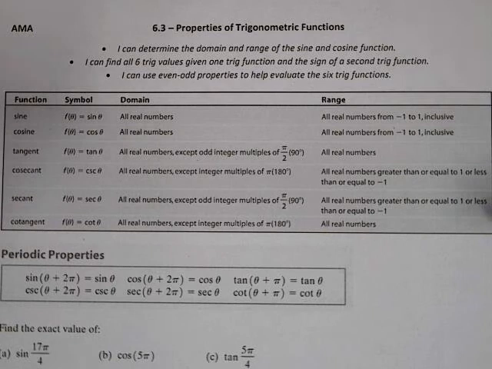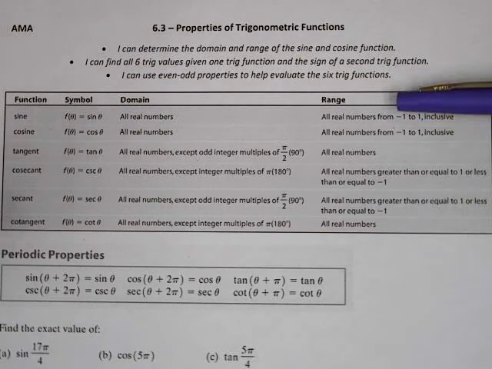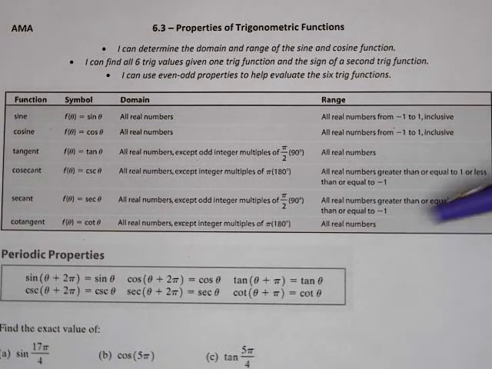So these are the 6 trig functions and their symbols. Here is a list of all their domains, and here is a list of all their ranges. This won't come into play too much until we start graphing, so I'm not really going to look at this quite yet. Okay, so periodic properties.